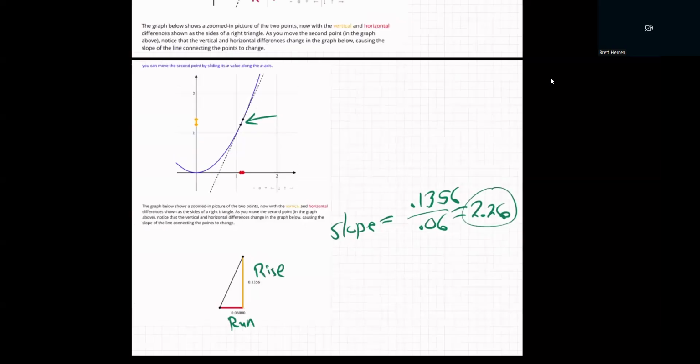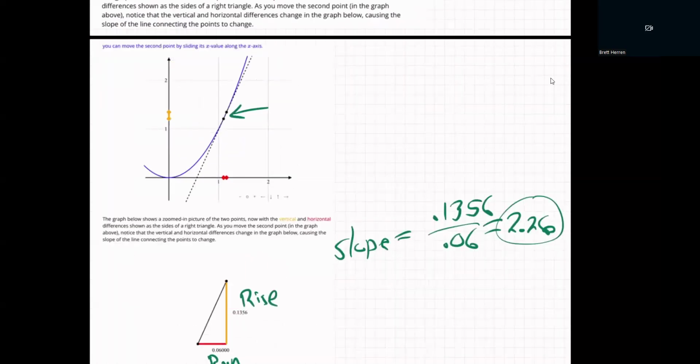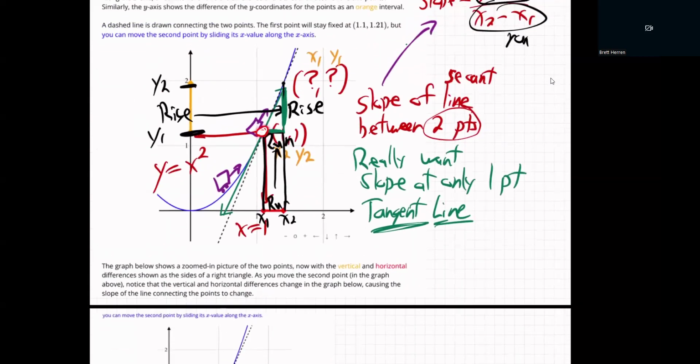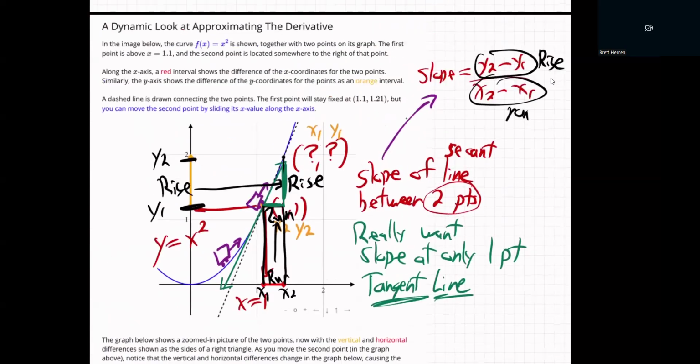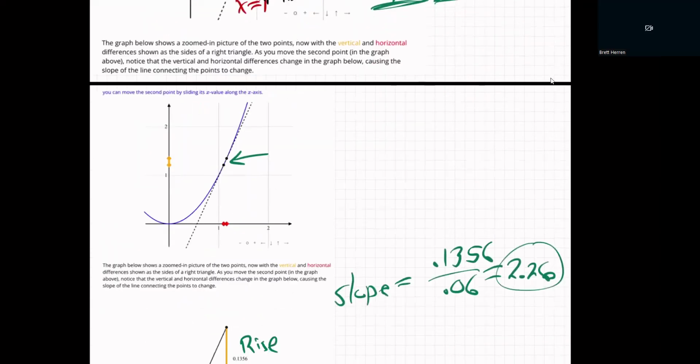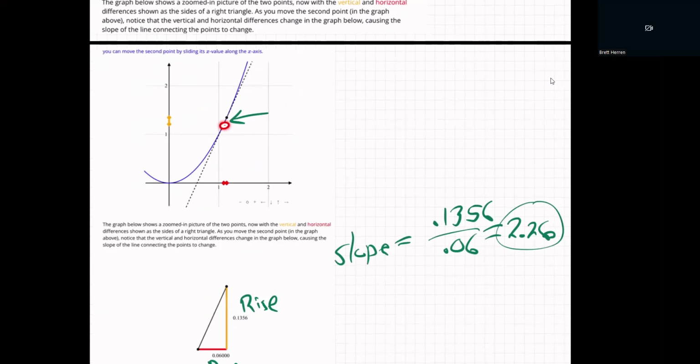So that's the point of this example, is showing us that what we really want is the slope at just one point. But our slope formula is all about 2 points. So we have to move the second point really, really close. And then we can estimate the slope at just one point, which is really what they want in real life engineering and things. You want to know the slope at one location. Say if you're building a roof or you're building a roller coaster or you're building something in a car, you want to know the slope right at that one point. And so you have to move the second point close to the first.